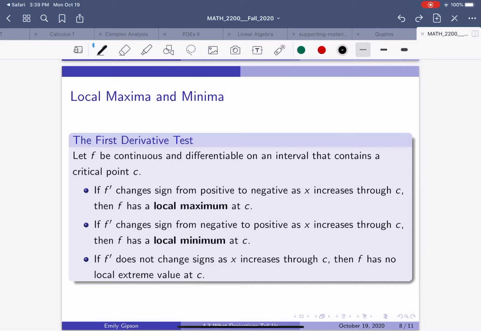Let me draw it a little bit better. There was a point when our derivative was 0. But it didn't change sign, right? It's increasing, and it's still increasing.